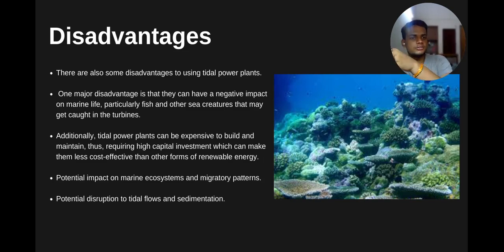We know that various seasonal changes force fishes to migrate, and that pattern can be disrupted by it. And then there are potential disruptions to the tidal flow and sedimentation, that is the flow of the upper layer of the soil during high tides and low tides, which influences the fertility of the soil, that can be disrupted.